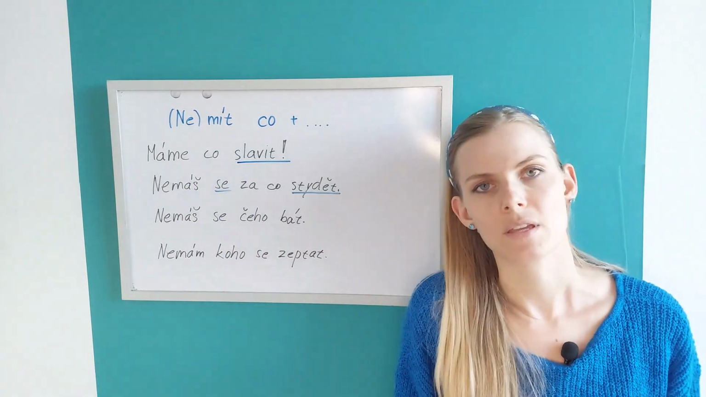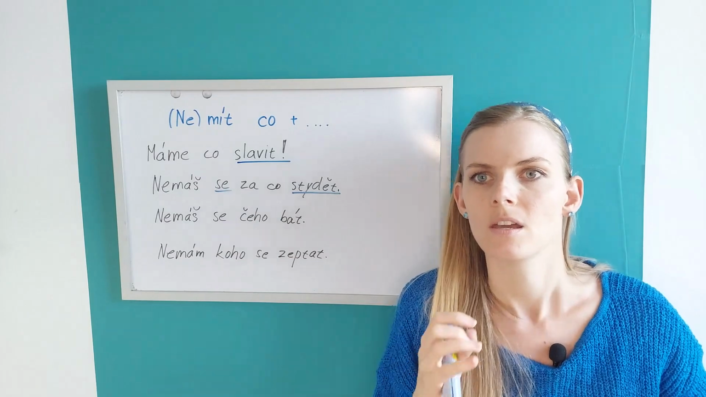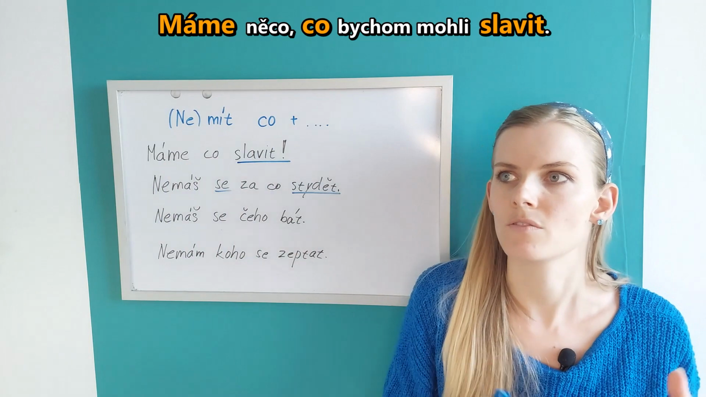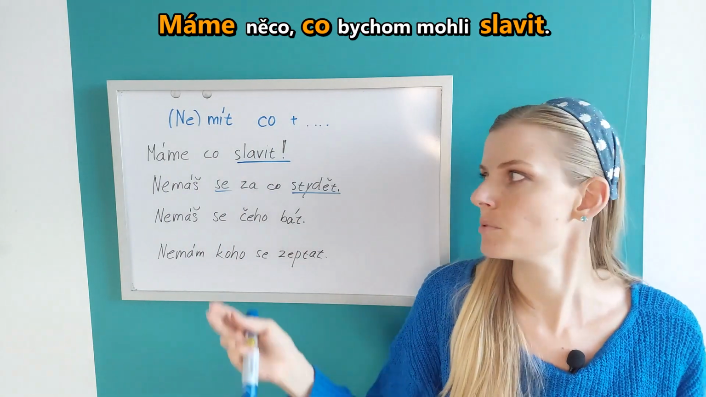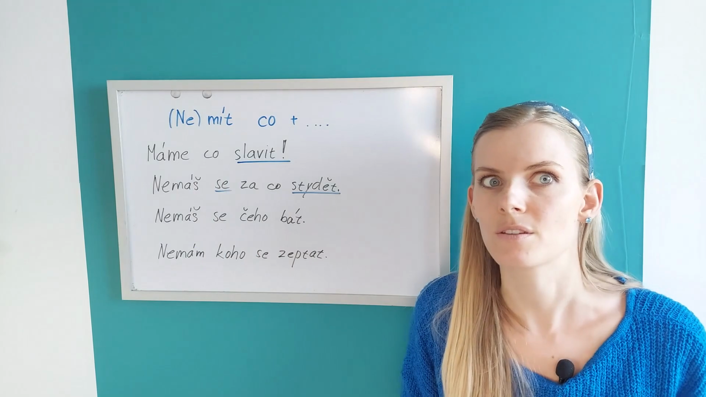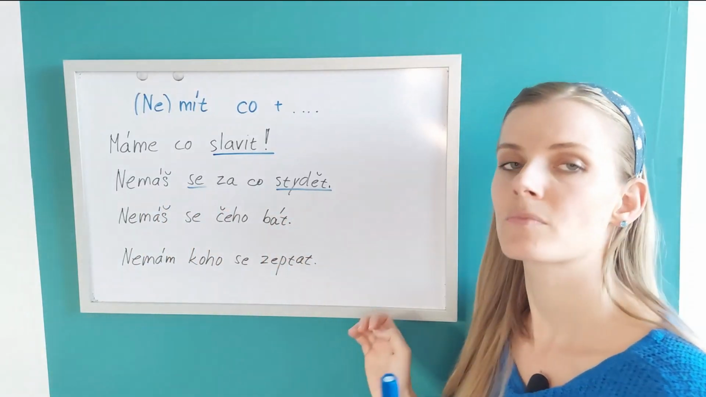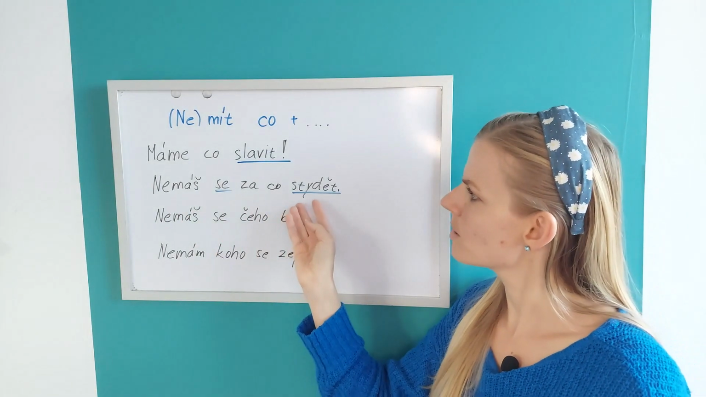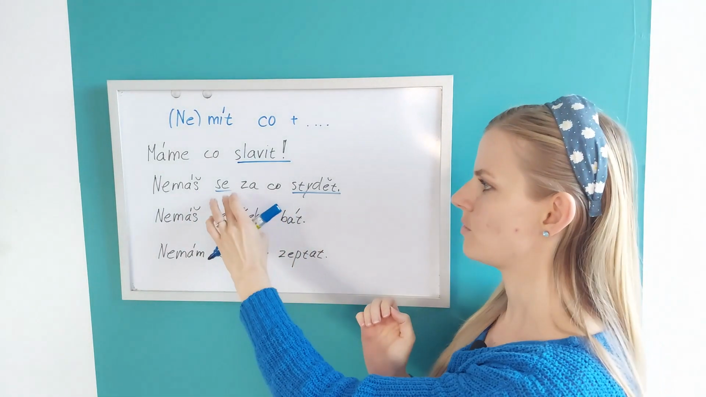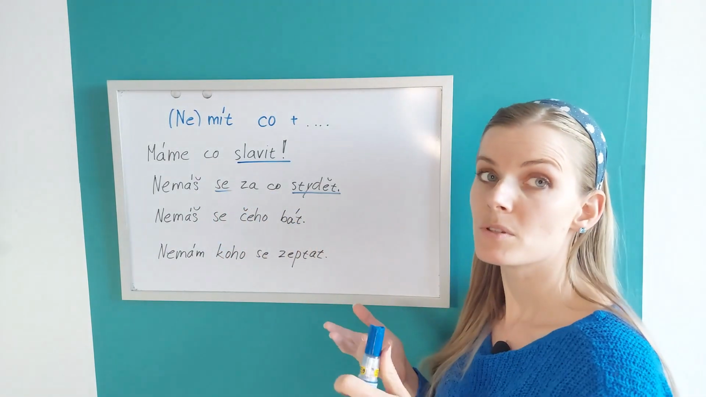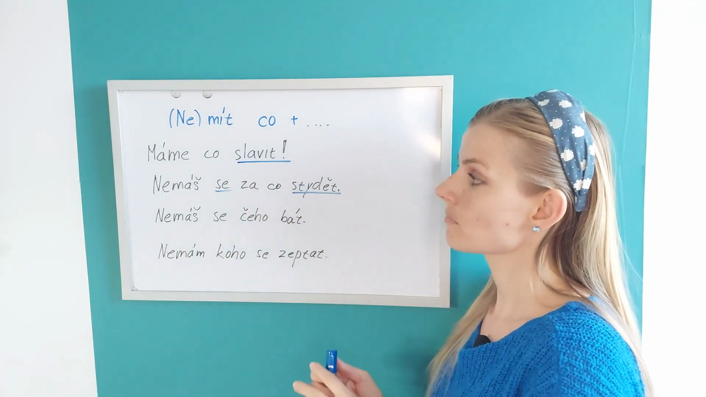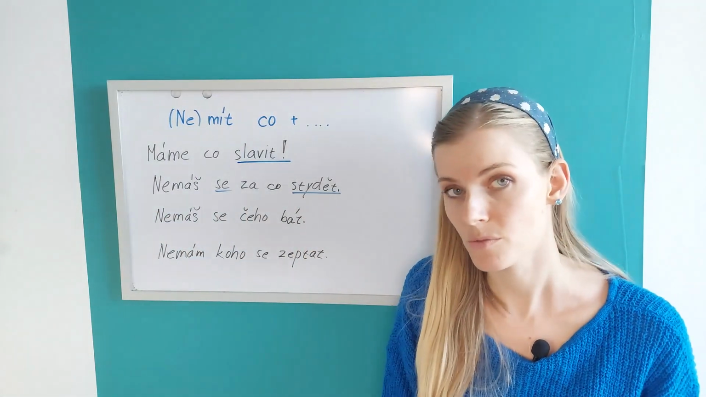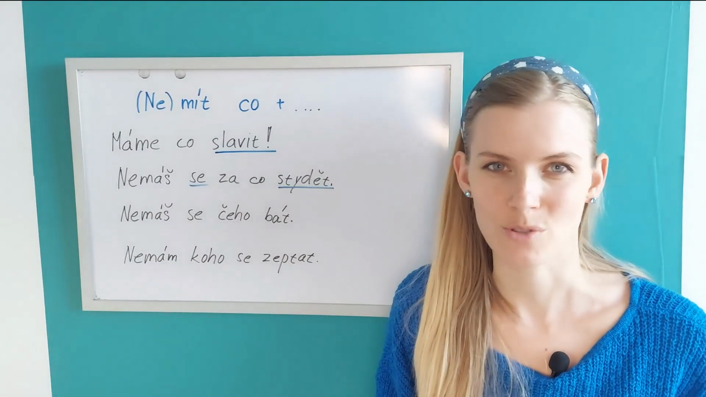Because as I told you at the beginning, the full sentence would be máme něco, co bychom mohli slavit. We have something that we could celebrate, so this is in the accusative case. Nemáš se za co stydět. You have nothing to be ashamed of. I understand this is a little bit more scary because it has all these short words and you might not be sure in which order to use them. I recommend learning this phrase because it's really handy. When you want to encourage someone, you can say nemáš se za co stydět.